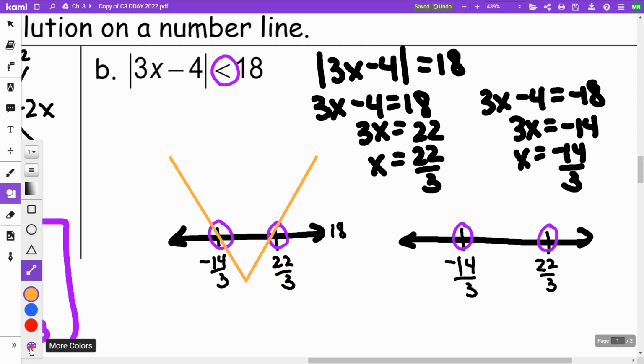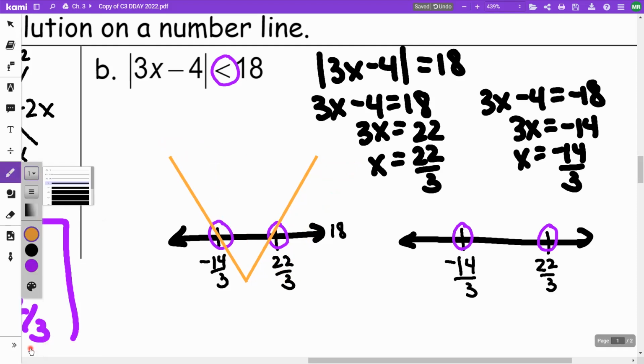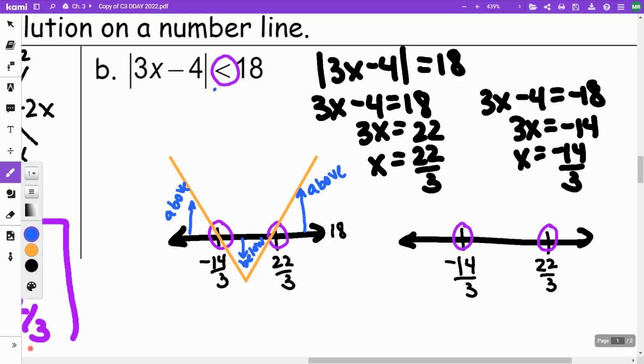So again, if I'm thinking about this, here I am above 18. Here I am below 18. This section I am above 18. I want below, or less than. So I am not going to be to the left of negative 14 thirds or to the right of 22 thirds. I'm going to be in between them. So I'm going to be shading in between. Okay, that's my answer. So let me just give a cleaned up answer here.